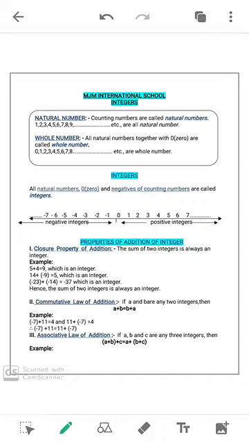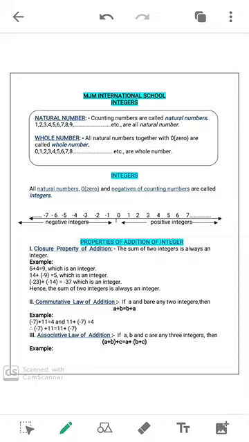It also had the description of natural number and whole number, which you have studied in previous classes. I am repeating once again. Natural number: counting numbers are called natural numbers. 1, 2, 3, 4, 5, 6, 7, 8, 9, 10, 11, 12, and so on are all natural numbers. Whole number: all natural numbers together with 0 are called whole numbers. You can see in this PDF, whole number starts with 0 and natural number starts from 1.